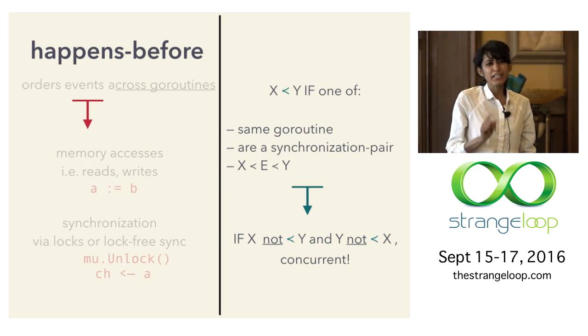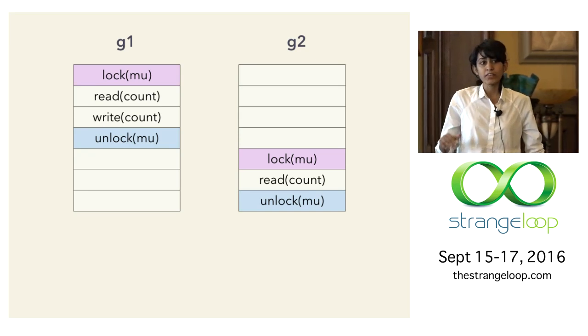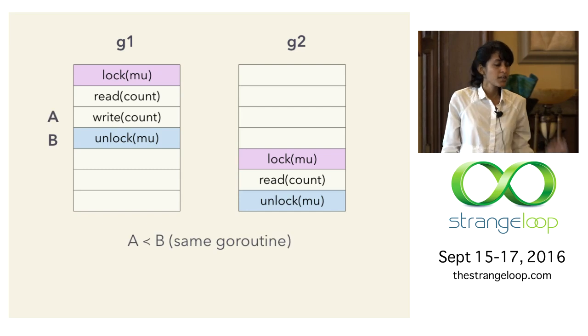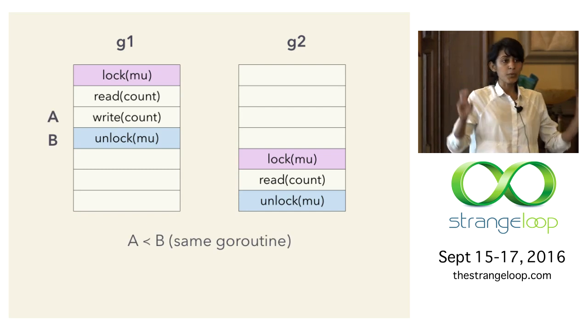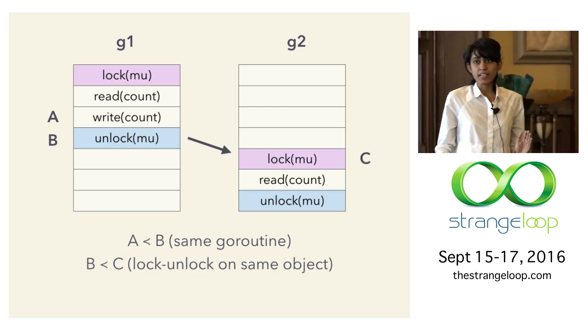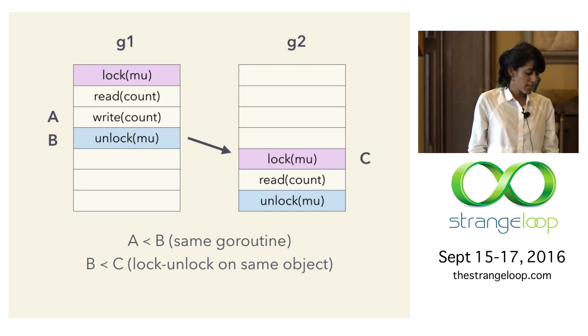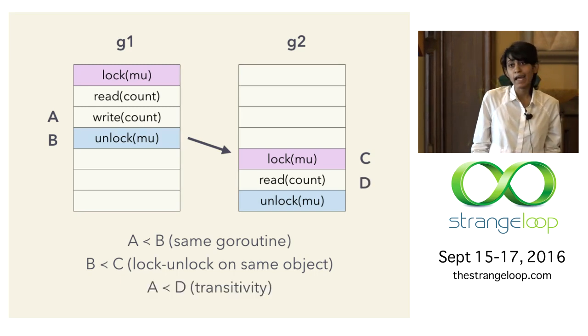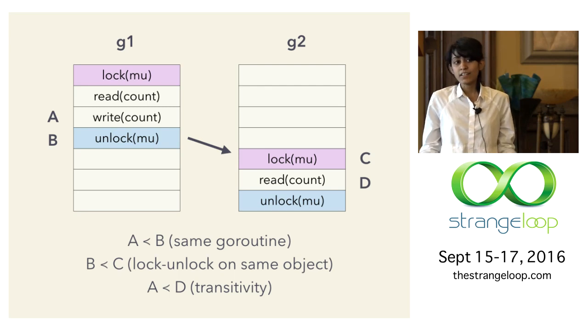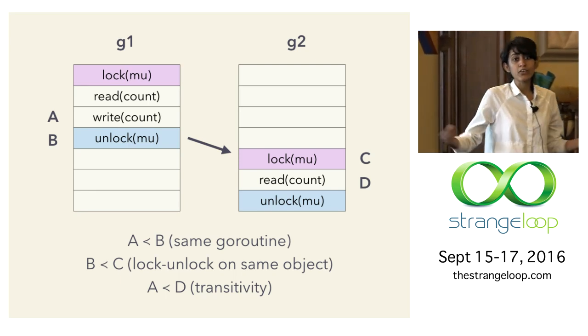Let's apply this and make sure it actually works, because why would you believe me? This is our example with the mutex, with the lock. We know that A happens before B, because same Go routine. By the lock-unlock on the same object principle, we know that B happens before C. And so we can conclude that A happens before D. And this is the same conclusion we came to intuitively, right? We said that the write happens before the read of the next Go routine.